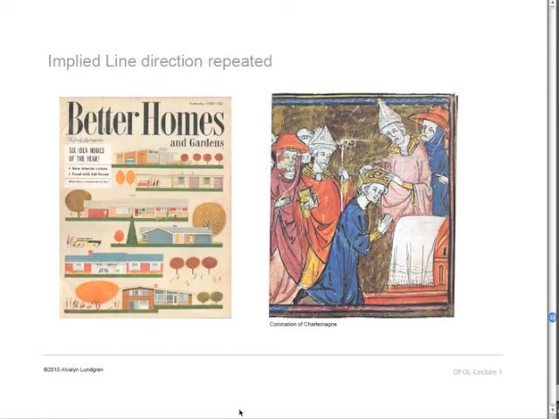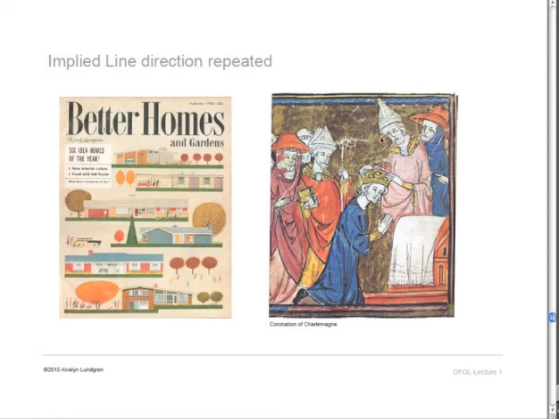Better Homes and Gardens cover from the 50s, and notice obviously the repeating horizontals in here. There's a strong horizontality to the design in this design space.